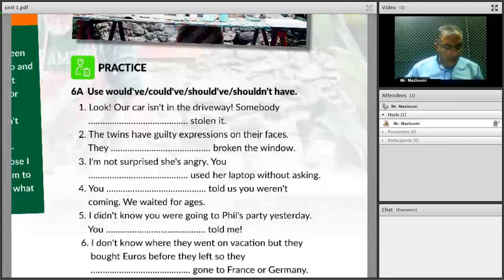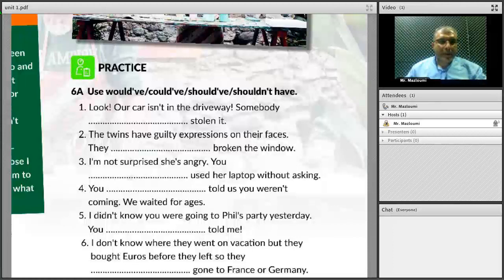Remember we're on page 6, practice exercise 6A. Use may, might have. Everyone, there is a misprint here. We don't need would have here, so could you please correct it? It's a misprint. May, might have, could have, should have, and shouldn't have to complete the sentences.